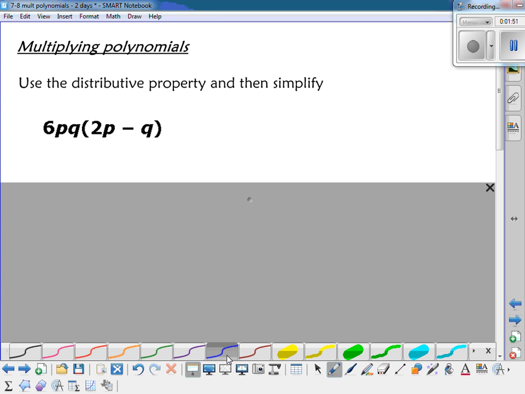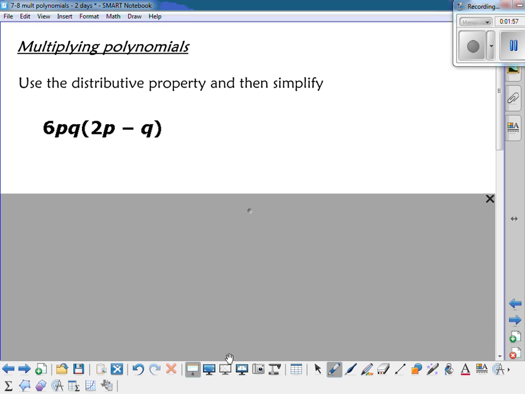So I've got 6pq, and then in the parentheses I have 2p minus q. So if I distribute my 6pq to the 2p, that means I'm going to do 6pq times 2p, right? And then I distribute it to the negative q, so I end up with 6pq times q, right?